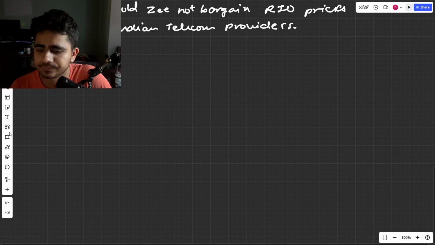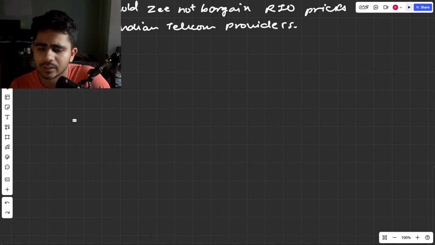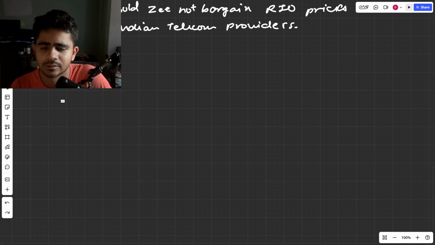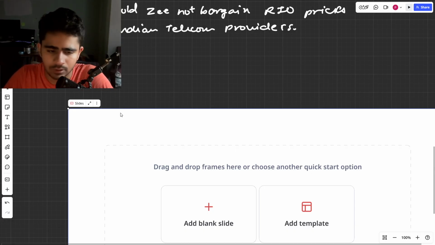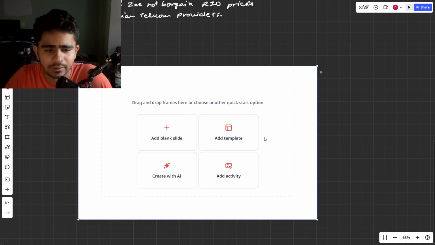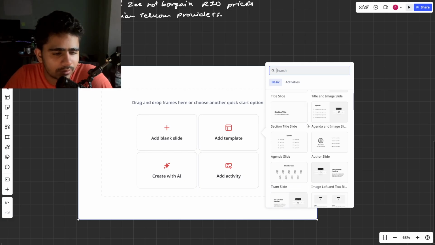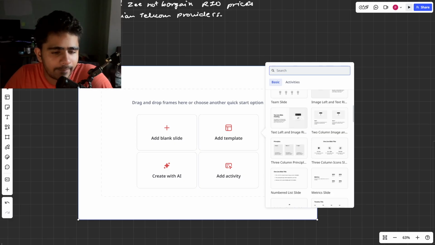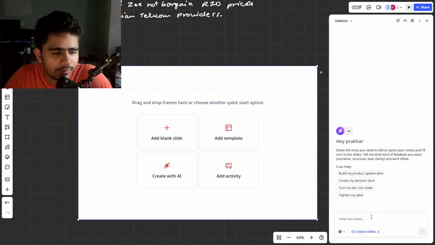So as we talked about, let me make a slide by slide. What do we have? We have a diagram, we have a table, we have a timeline, a Kanban, and all slides. I want to see what happens if I press on slides. Okay. Whoa. Add a blank slide. Clear the activity. What templates do we have? We have title and okay, this is like a classic PPT. Got it. Add activity. Create with AI. That's very interesting. Build my product. Update deck. Create my position deck.